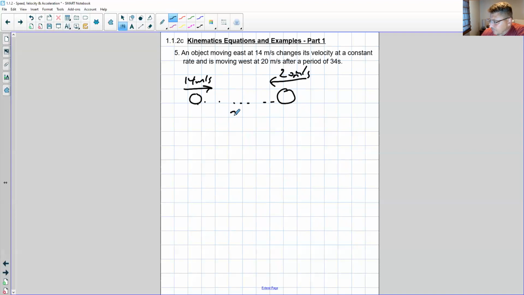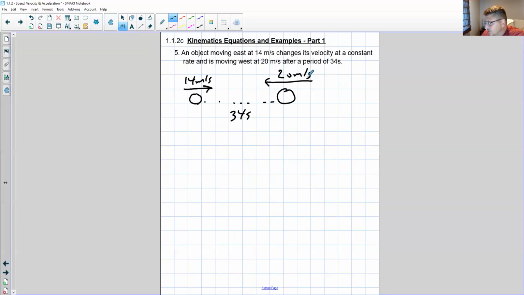And this happens over a period of 34 seconds. All right, so kind of interesting here, kind of complicated. Calculating the distances here is not as straightforward as it seems, okay? Calculating the change in position is fairly straightforward, but calculating the distance traveled isn't as clear, okay?